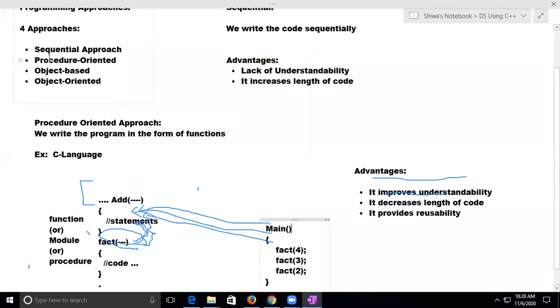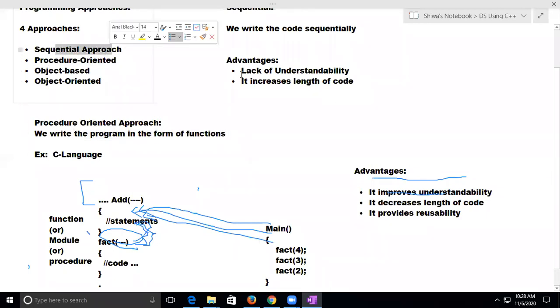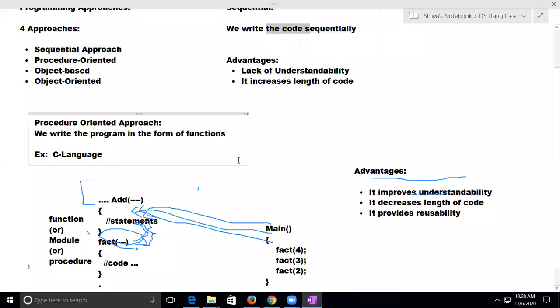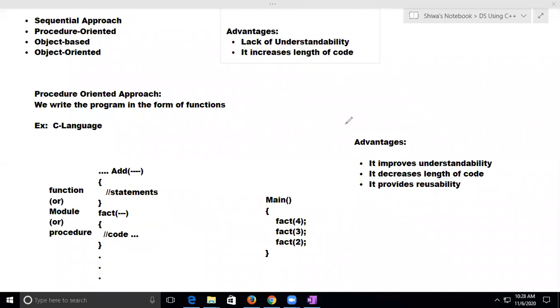So procedure oriented approach means we write the program in the form of functions. Sequential approach means we write code sequentially. Writing sequentially is one style, writing in the form of functions is another style. If you write the program in the form of functions, the advantage is it improves understandability. We can understand the code easily. It decreases the length of code, and it provides reusability.